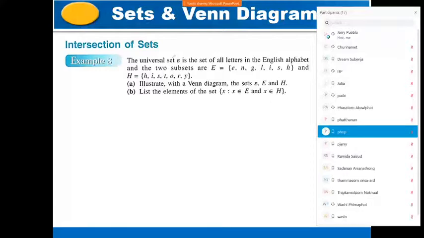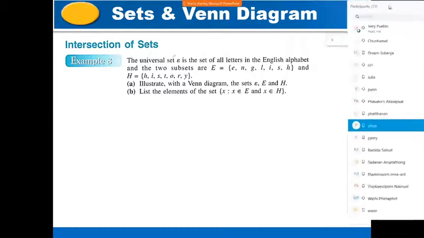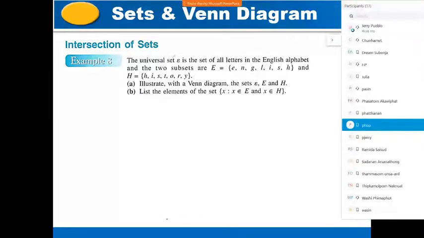Okay. Our next lesson here, we call this intersections of sets. The universal set, sometimes we have this letter U, is the set of all letters in the English alphabet, and the two subsets are E and H. We have set E as E N G L I S H, and set H is H I S T O R Y, like English and history, right? Those are the letters. Set E and set H.